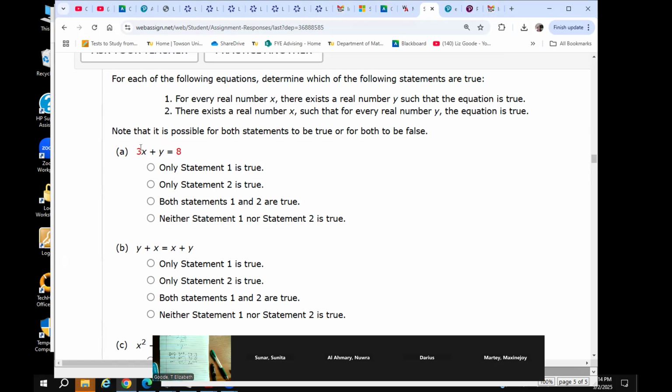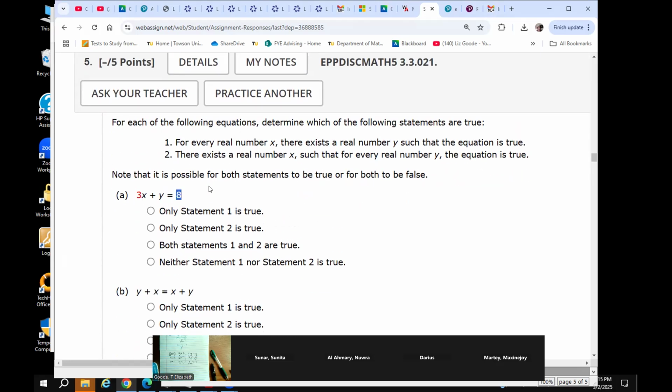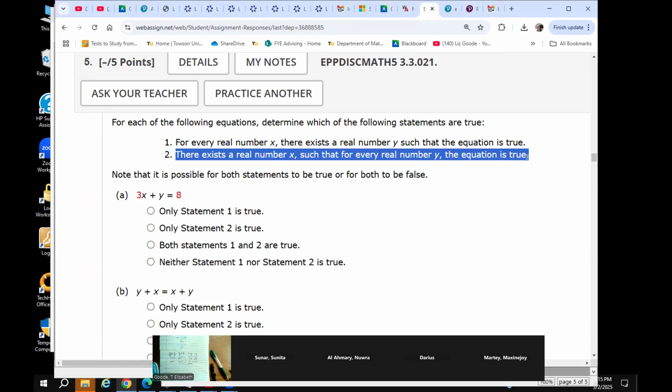Well, I think the numbers that are in red, they show up in red. That means they can be different for different people, okay? Like it generates a range of values. Is this it? Yes, because there exists a real number, so they could be any real number. Does yours say for every real number there exists a real number, or is yours different? Mine says for every real number x, there exists a real number y such that the equation is true. And then there exists a real number x such that for every real number y, the equation is true.